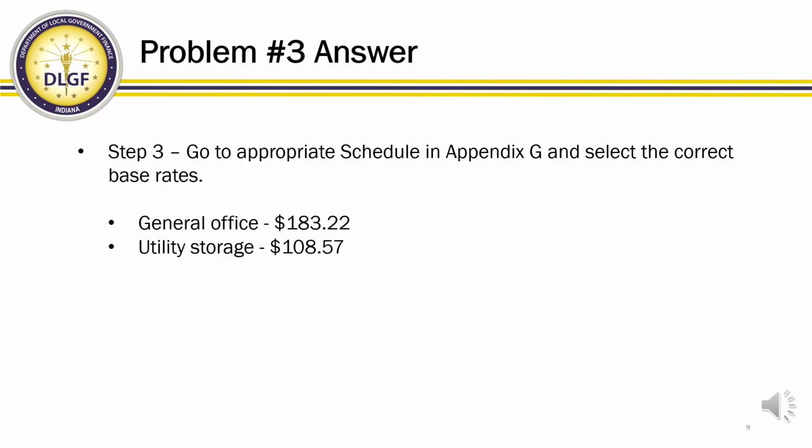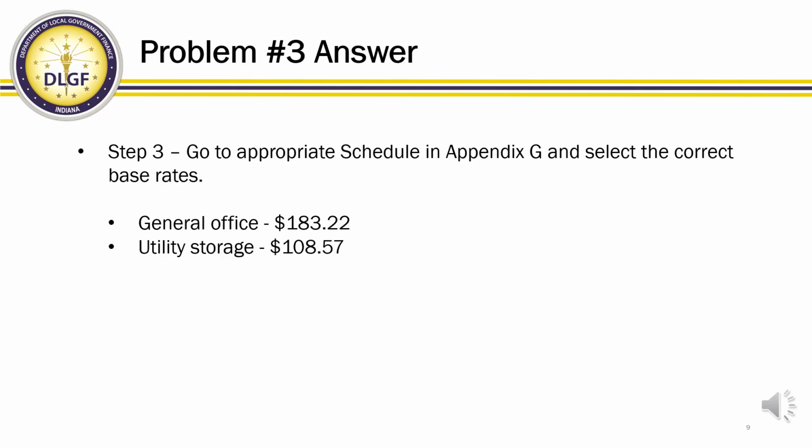The problem told us that we had a wall type of 1, and we also calculated a PAR of 10. So we're going to go to our wall type 1 and go over to our PAR of 10. We find a base rate of $183.22. Next, we need to account for our utility storage.